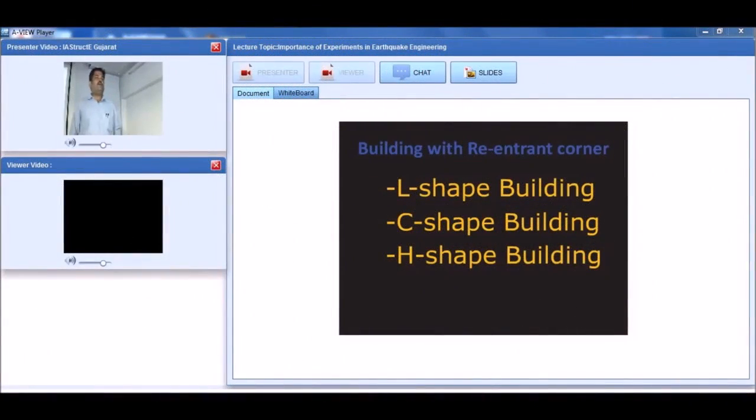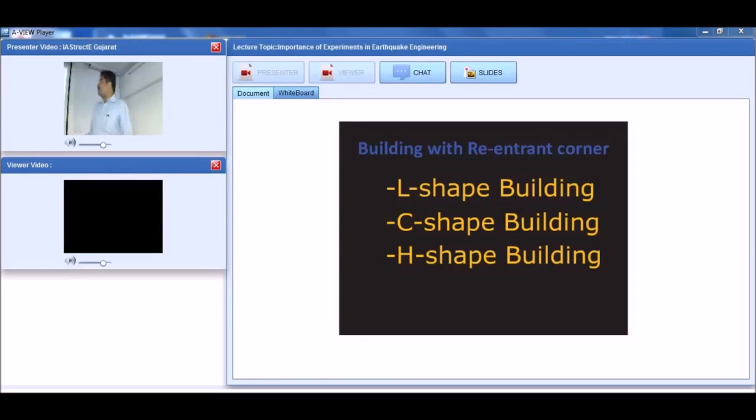We talk about the buildings with the re-entrant corner. If we talk about the L-shaped buildings, C-shaped buildings, S-shaped buildings, we are saying these buildings are not good from the earthquake point of view. Now, the question is why they are not good from the earthquake point of view? Because they are not coming from a different planet. They are from the same planet. But why are they not performing well? What is the reason? So you want to study that part.